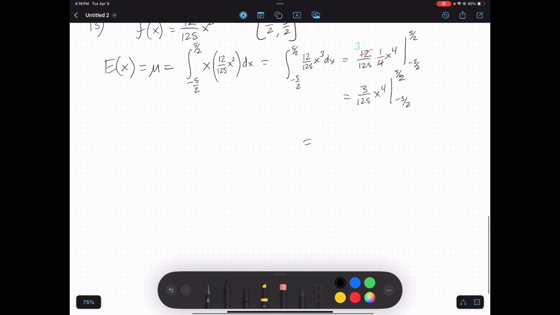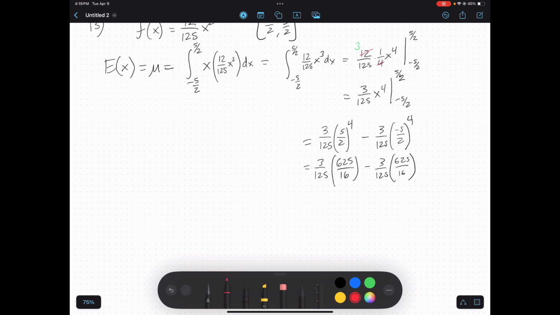When I plug in +5 halves, and then do the same thing but plug in negative 5 halves, because those bounds are the same, just one's negative and one's positive, what am I going to get when I do 5 halves to the fourth? Well, what am I going to get when I do negative 5 halves to the fourth? I'm going to get the same thing. Let's see, 5 to the fourth is, I believe, 625. They both end up equaling 625 over 16. Both are positive because I'm using an even exponent.